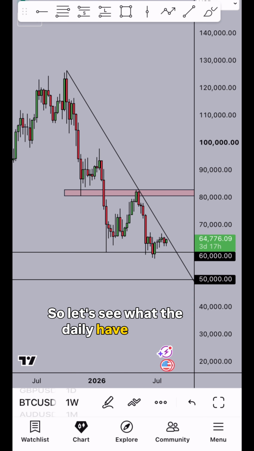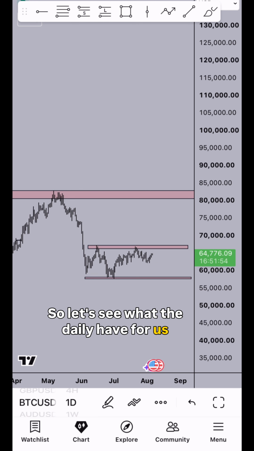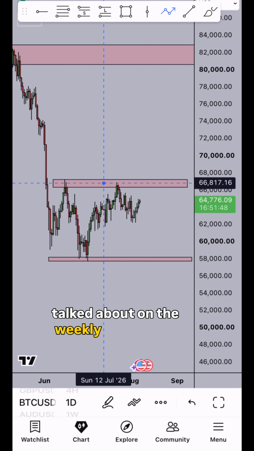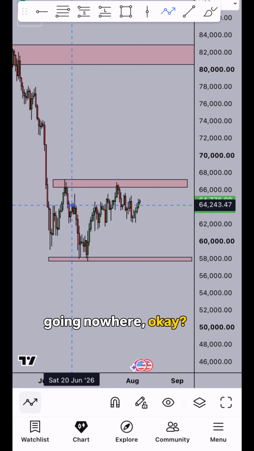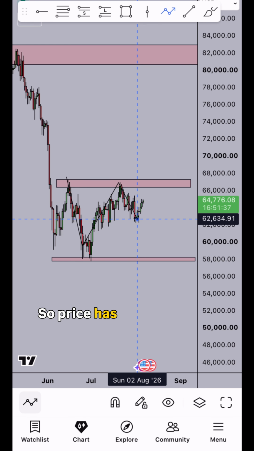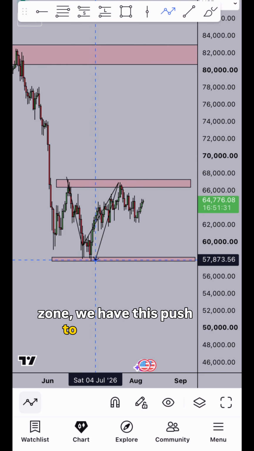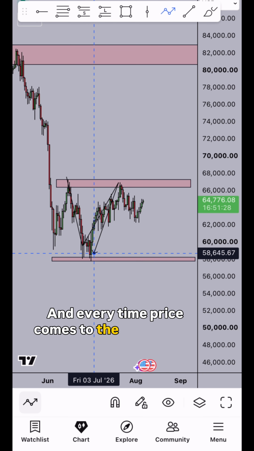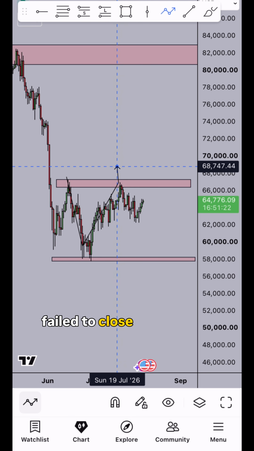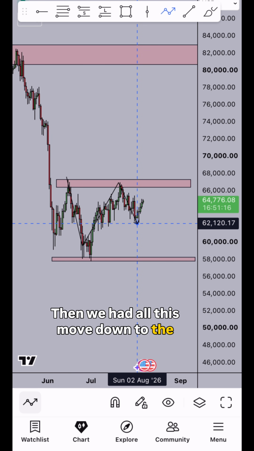So let's see what the daily has for us. Now on the daily, you can clearly see the range I talked about on the weekly time frame. Price has been going nowhere. We have this low here, high here, now creating the low. But every time price comes to this upper zone, we have a push to the downside. Anytime price comes to the lower zone, buyers push the price to the upside. Buyers pushed the price to the upside but failed to close above, then sellers stepped in, and we had all this move down to the downside.